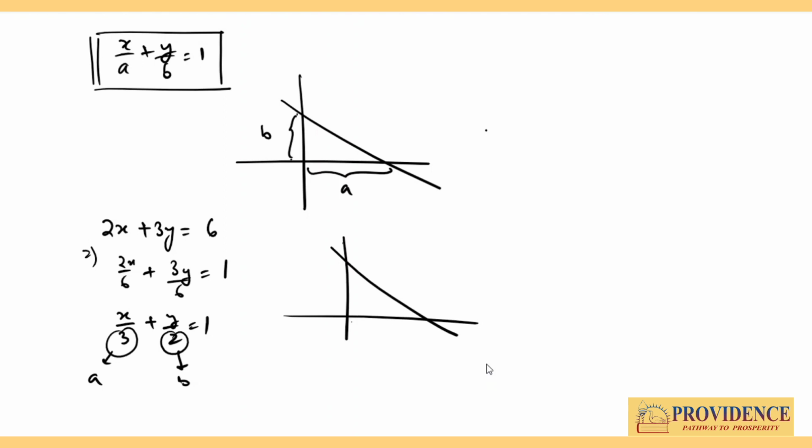A is 3 units means on the positive x-axis it will be 3 units, and b is 2 means this will be 2 units. So this is basically the graph of this line, 2x plus 3y is equal to 6. And you can also find out the points where it is intersecting the respective coordinate axes. They are going to be 0 comma 2 and 3 comma 0. So you can straight away estimate the line.